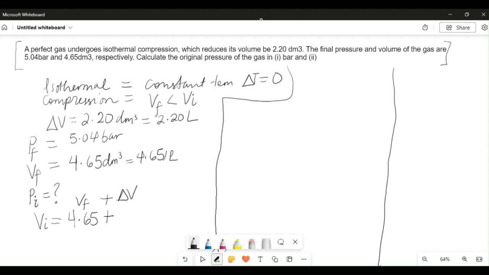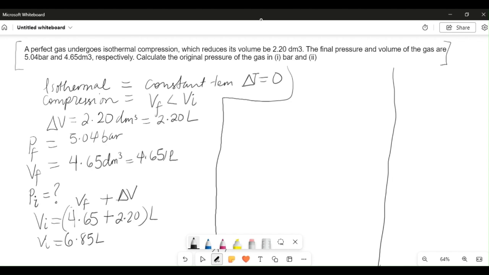So plus the change in volume, which is 2.20 liters. All of them are in liters here. So the initial volume is going to be 4.65 plus 2.20, which is 6.85 liters. So that's the answer for that. Now, because we are told that we're dealing with constant temperature, we know that we're going to deal with Boyle's law. We also know the number of moles is going to remain constant.